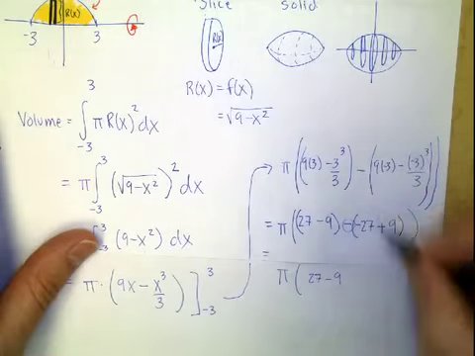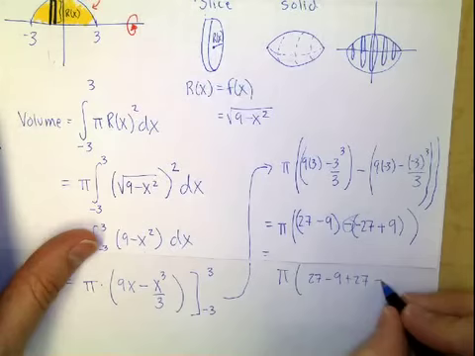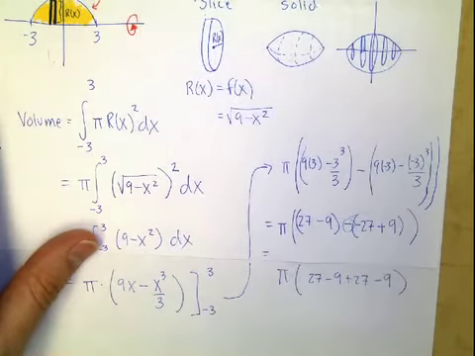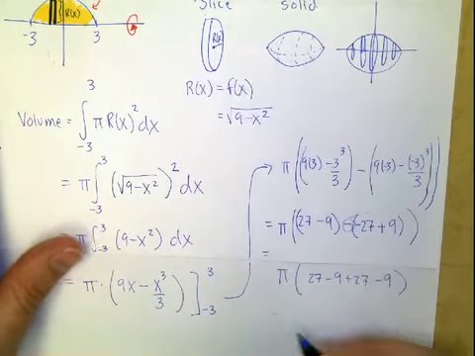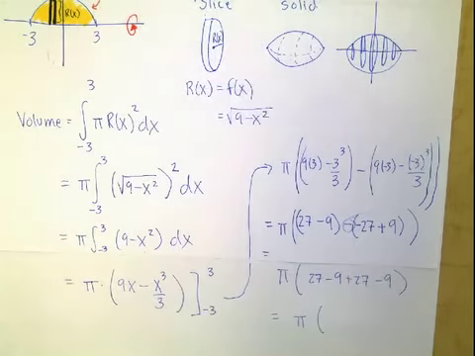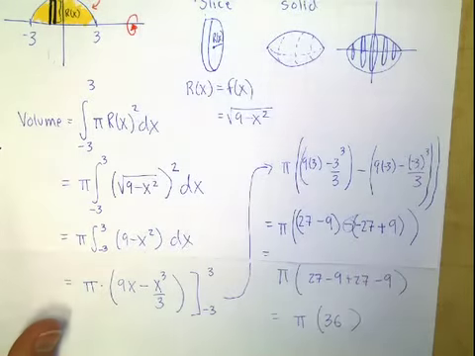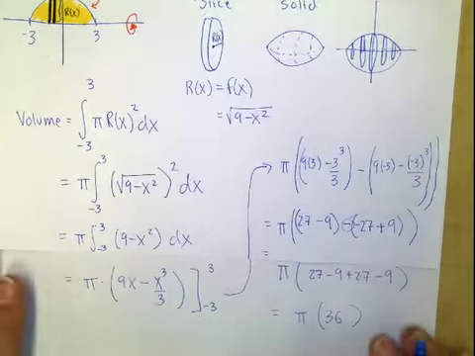So we get equals pi times 27 minus 9. And then I'm going to factor this negative sign in. So plus 27 and then minus 9. And if I combine all this together, I have pi times 27 minus 9 plus another 27 minus another 9 is 36. So my final answer is 36 pi, which I'm going to write one more time.